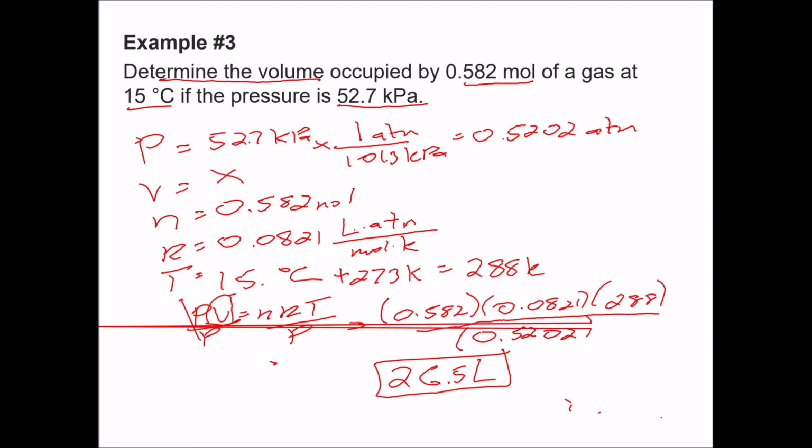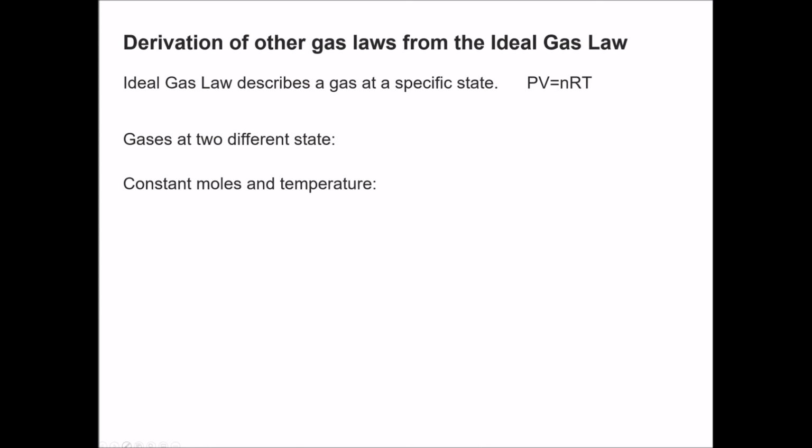All right. Okay, the ideal gas law: you can actually derive all the other gas laws from the ideal gas law. It is the one gas law that rules them all. The way we derive that is, here we have the ideal gas law that describes the gas at a specific state. So PV equals nRT.